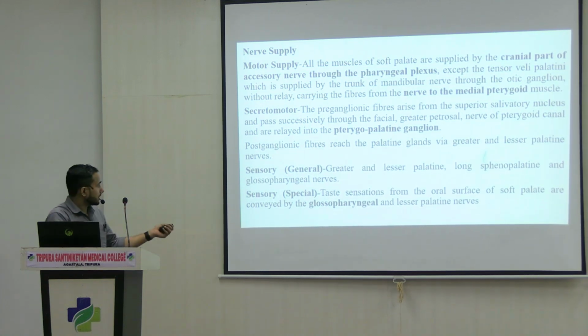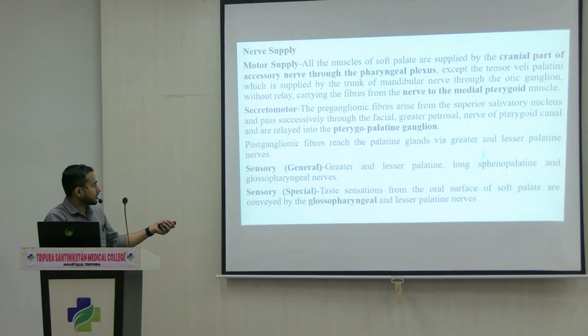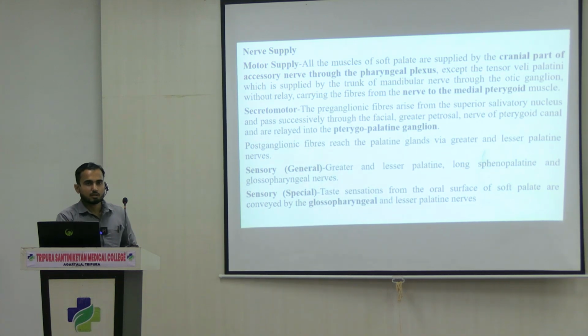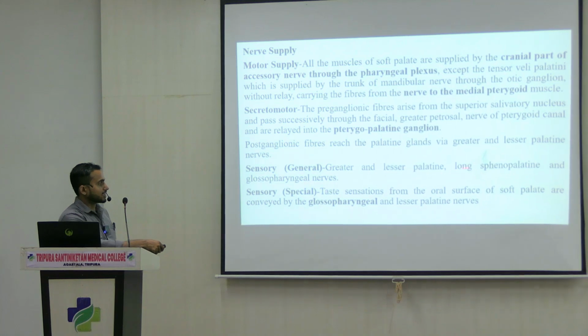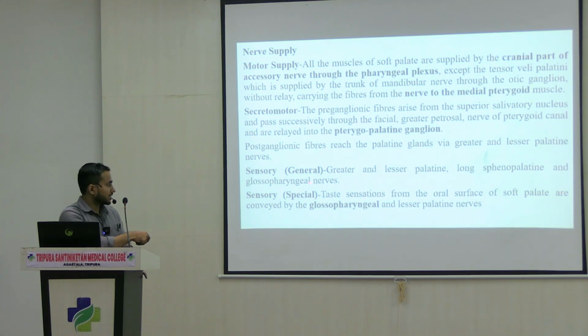Okay, so for general sensation, the greater and lesser palatine, long sphenopalatine and glossopharyngeal nerves are responsible. Now, the greater and lesser palatine and long sphenopalatine nerves are branches of the maxillary division of the trigeminal nerve. And the glossopharyngeal nerve, this is for general sensation.